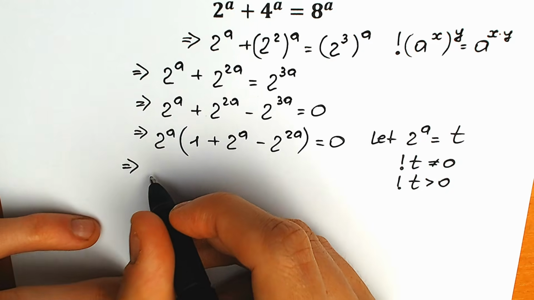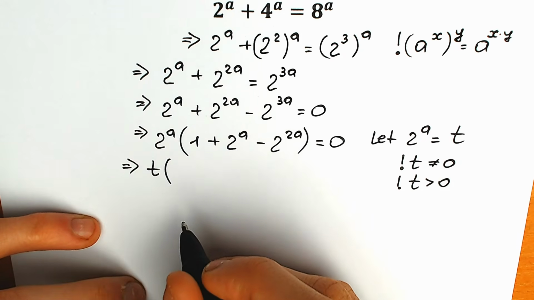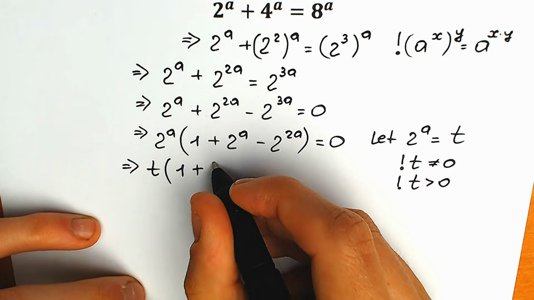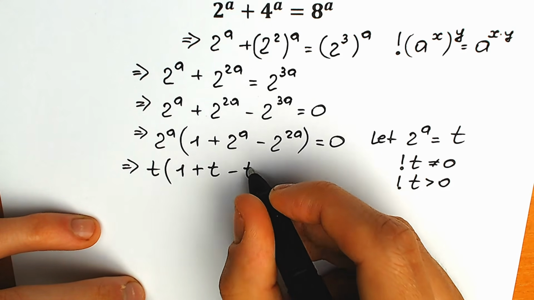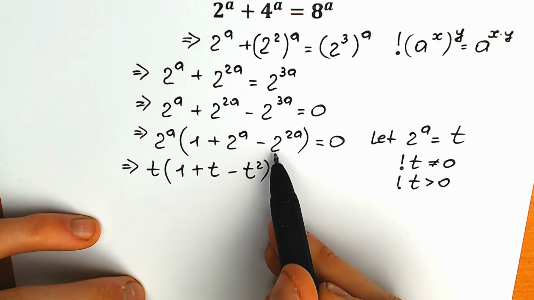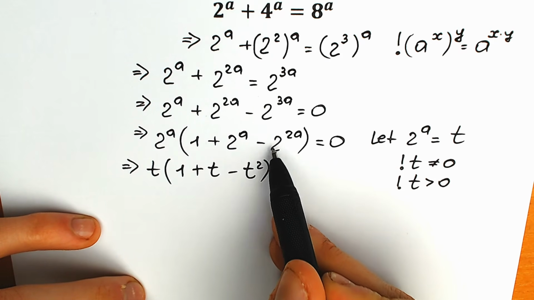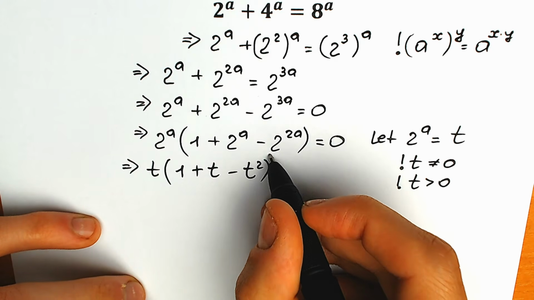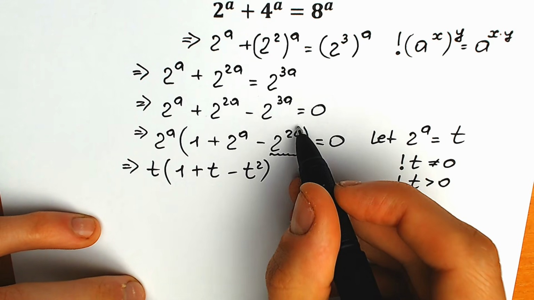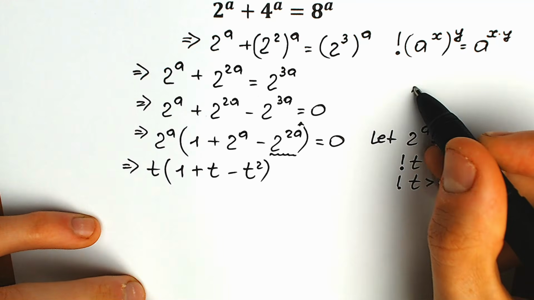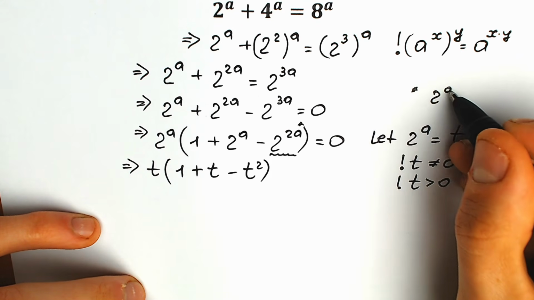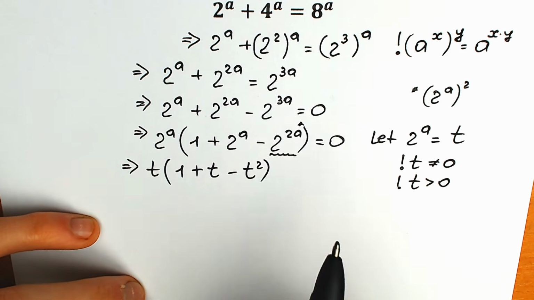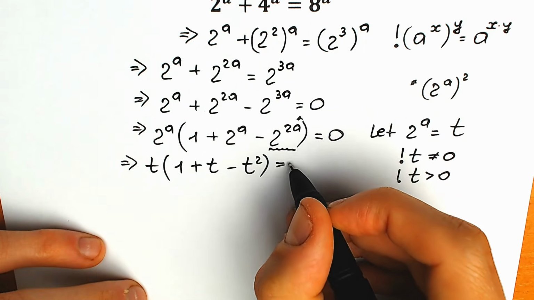As a result, what do we have? T, and in parentheses we have 1 plus t and minus t square. And a lot of students might be asking why right here we have t square, because we can write this one as 2 to the power a square. So maybe you don't understand why I write this as t square. So right here we can write this as 2 to the power a square, according to the same logic. This one is 2 to the power a square, and of course equal to 0.